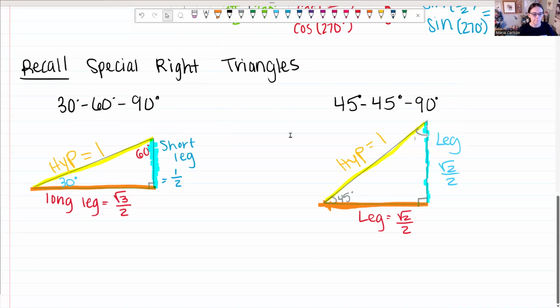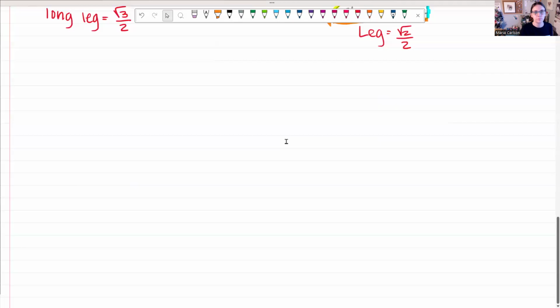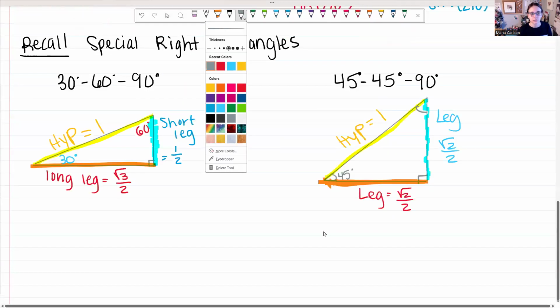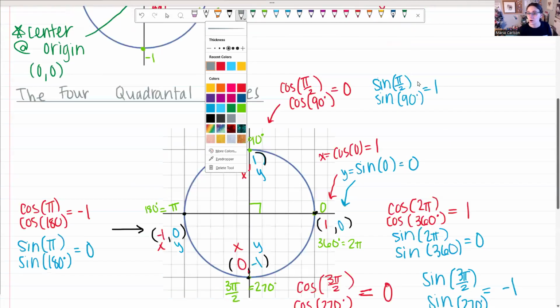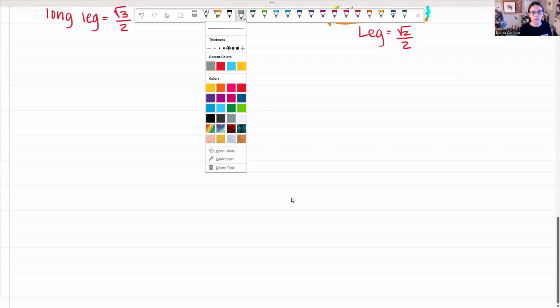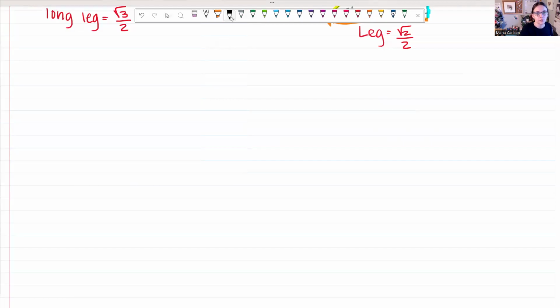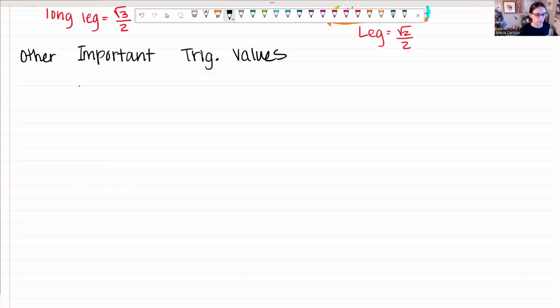All right. Let's talk about some important trig values. So we have looked at these quadrantal values. These are all important. Let's now look at other important trig values on the unit circle. All right. So to discuss this, we're actually just going to talk about the first quadrant.